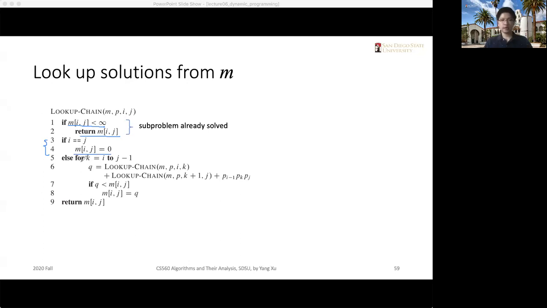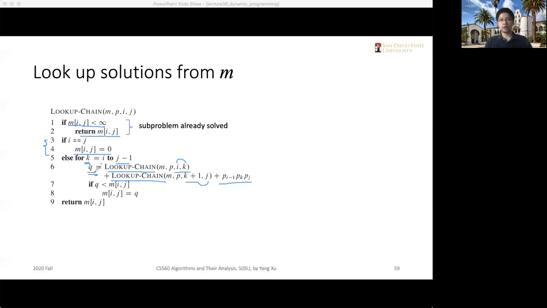In other case, if the size of the subproblem is greater than 1, then we should compare some candidates. Let k iterate from i to j minus 1. Okay, and we use the optimal substructure principle to find the optimal solution for the subproblem. We need to use a variable q to store the results. So when we solve this subproblem, we will recursively call the function on the left subproblem from i to k, and the right subproblem from k plus 1 to j. Okay, still the same principle, plus some additional costs.